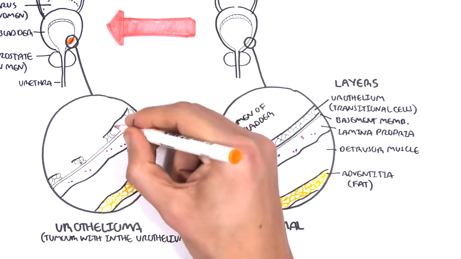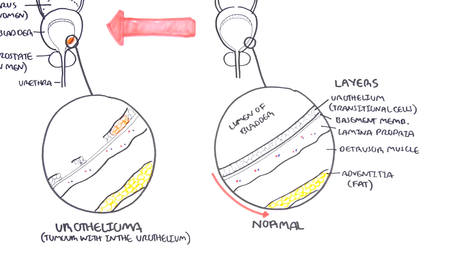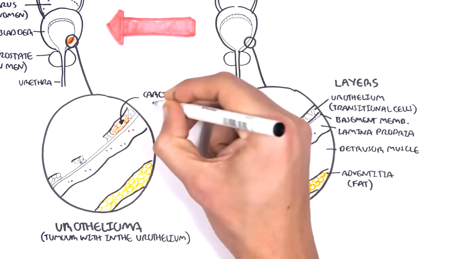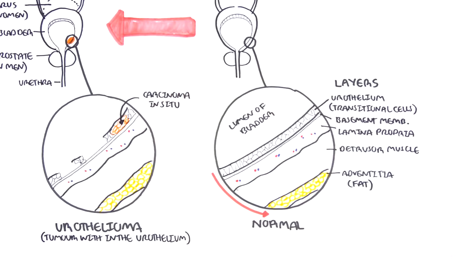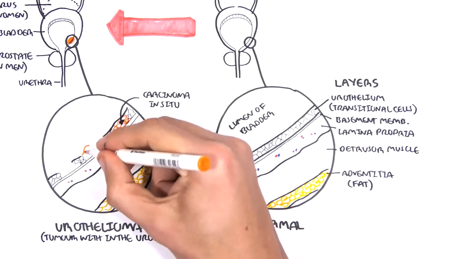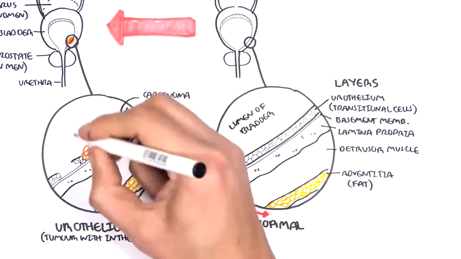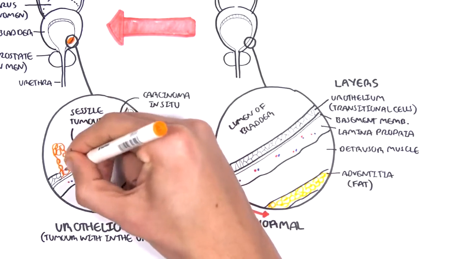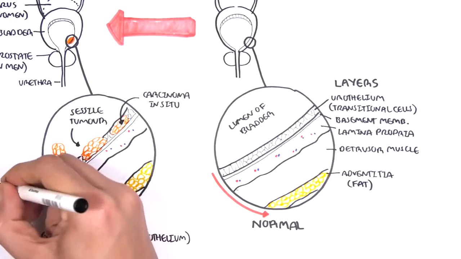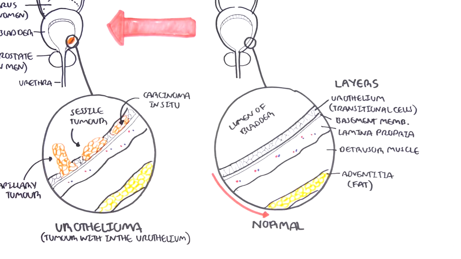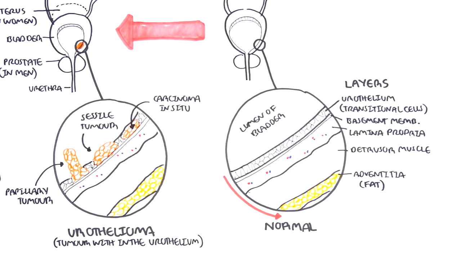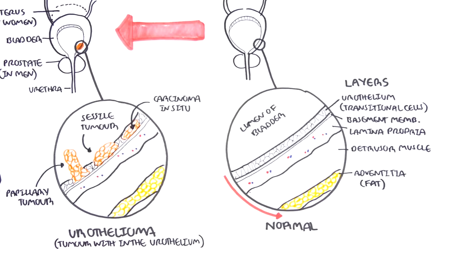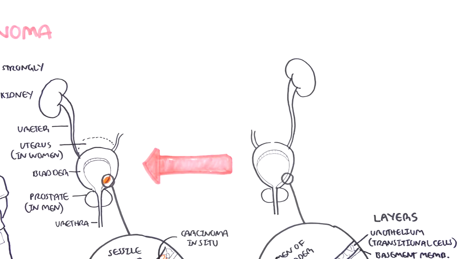Now, there are a few types of urotheliomas. There's carcinoma in situ, which is essentially carcinoma confined to that layer. You have sessile tumors or papillary tumors, which project out. These tumors can then keep growing and grow deeper and penetrate the other layers under it. This is where it becomes dangerous.